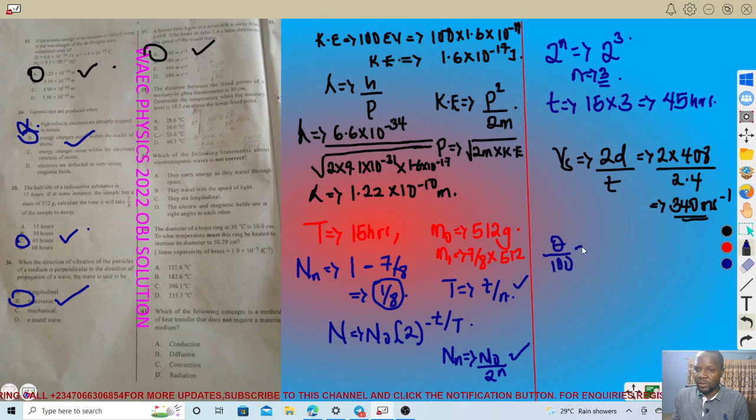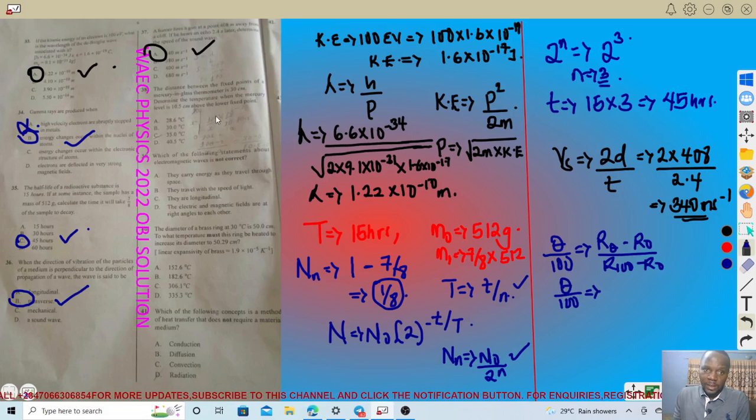Theta over 100 is equal to, using a resistance thermometer, R theta minus R naught over R 100 minus R naught. 100 is the steam point and 0 is the ice point. So I'm looking for theta in this question. I can also use this simple method of graduation, which this person also tried to do, which I think should be correct too. They said the distance between ice and steam point is what?